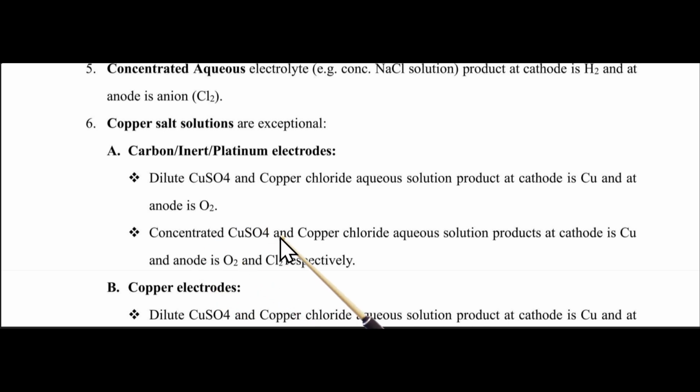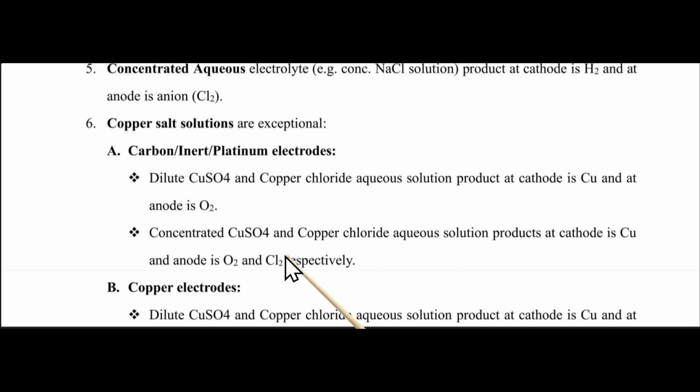But if there is copper chloride, then you get copper at the cathode, copper will remain the same, and at the anode you will get chlorine. It depends. If you have copper sulfate, you will get oxygen, and if you have a chloride, then you will get chlorine as a gas at the anode. This is for inert electrodes. So even with inert electrodes, at the cathode you will always get copper. Only the anode answer will change.